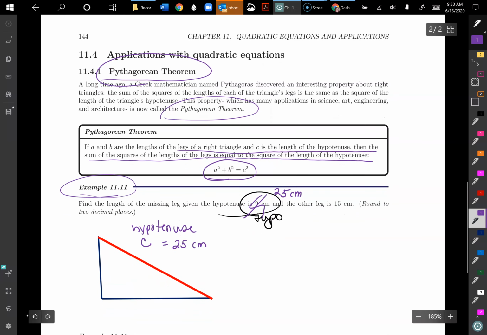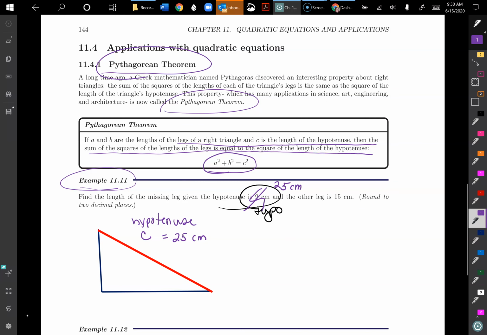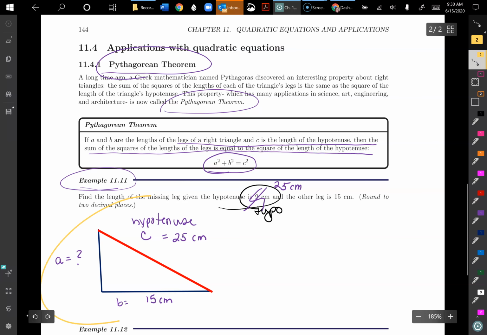And then the other leg is 15 centimeters. So we'll call that one B. It doesn't really matter, but usually we say B. And then A is the unknown, so we can just leave it as A. This is a standard formula, so we're just labeling right onto our diagram. Here is fine.